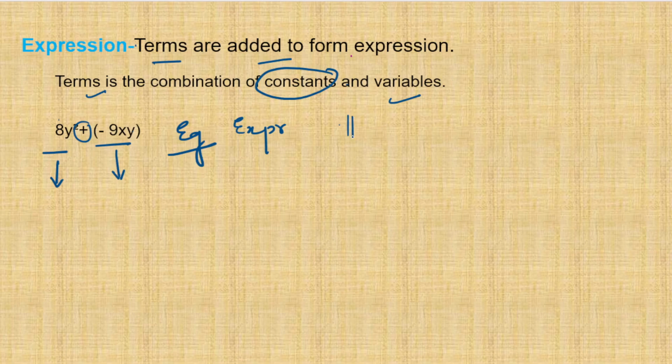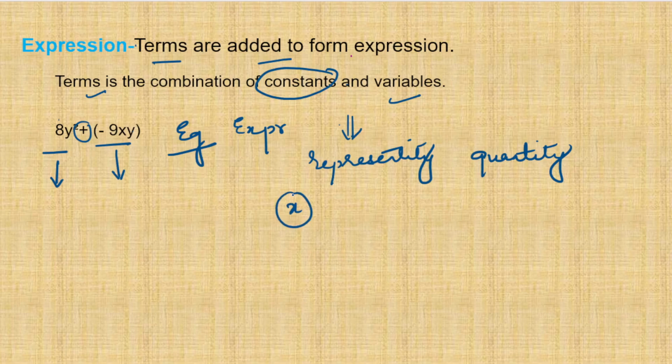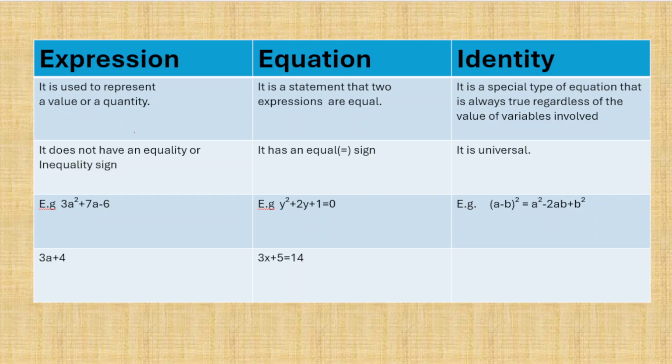Expressions are generally used to represent the quantity of something. Like, suppose you have money x and it increases every year 10 times. You can say 10x. So this 10x represents the quantity. So expressions are generally used to represent the quantity. Now we see the difference from this chart in the tabular form.